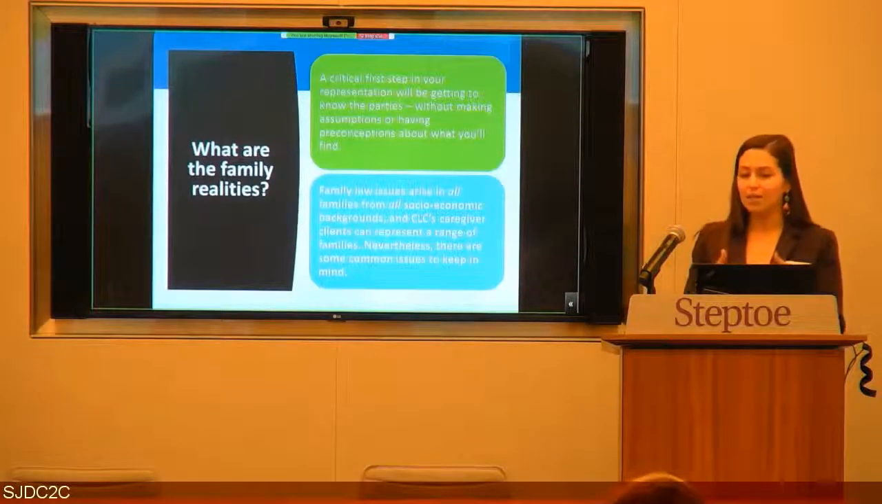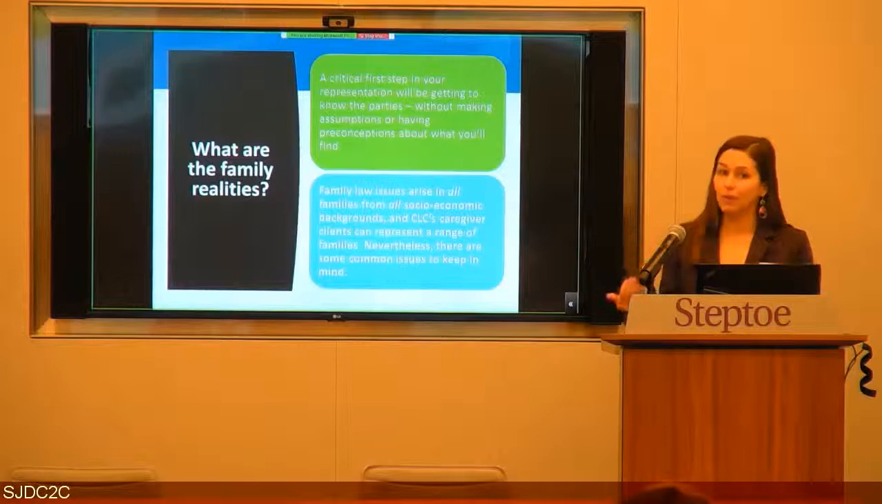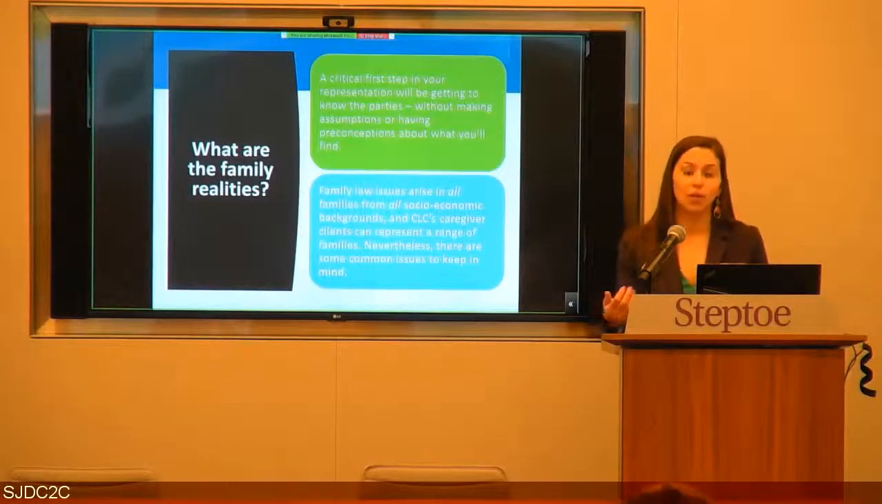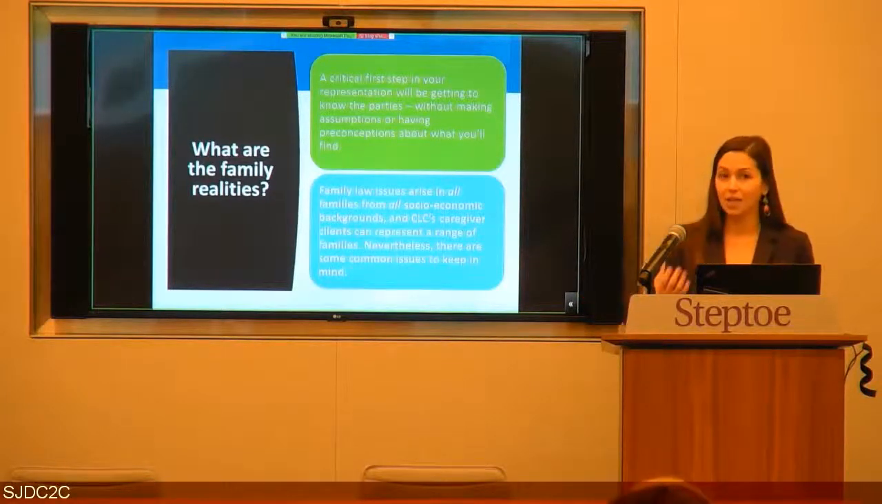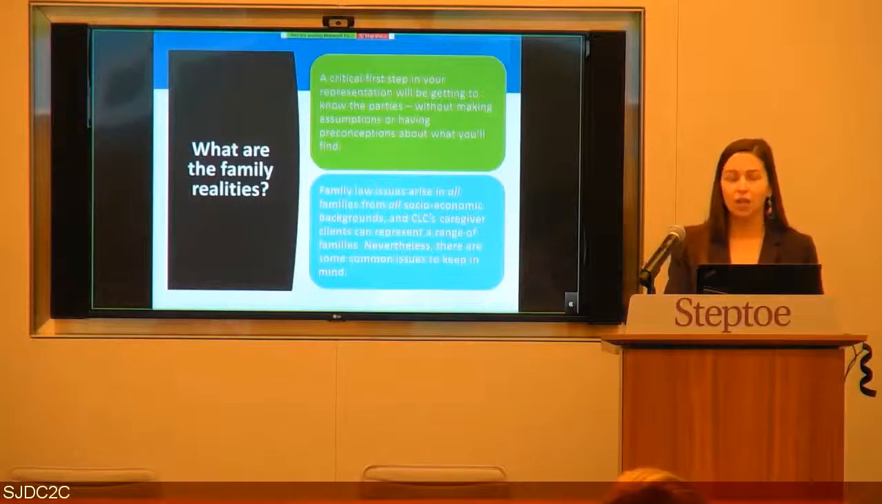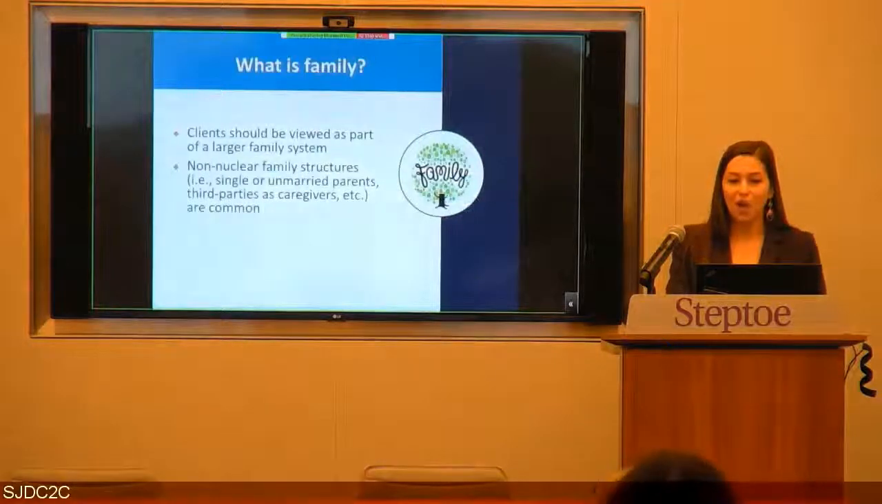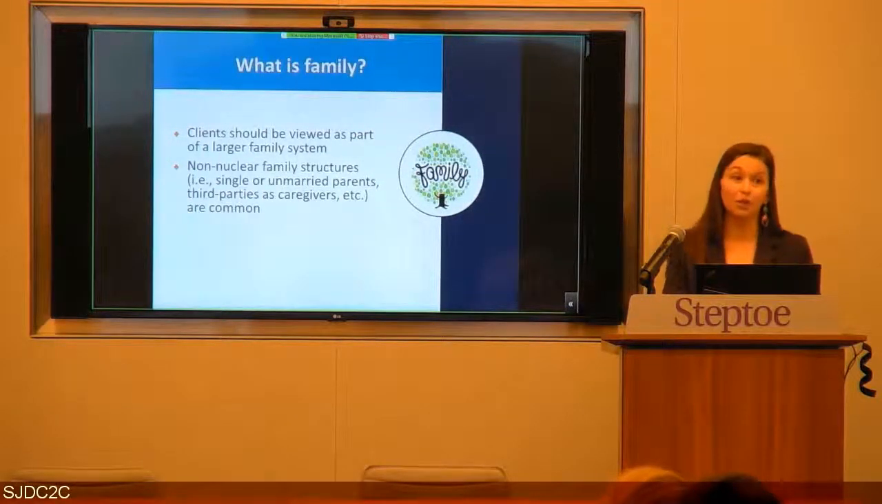So getting a sense of what the realities are of the family that you're working with on any individual case is a great first step, and that's going to be part of your learning as you're getting to know the family. And the reality is that there are issues that come up in all types of families from all different backgrounds, but we do see certain common issues that come up in the cases where we're serving low-income populations in the district. So let's talk just for a second in terms of the non-nuclear families.